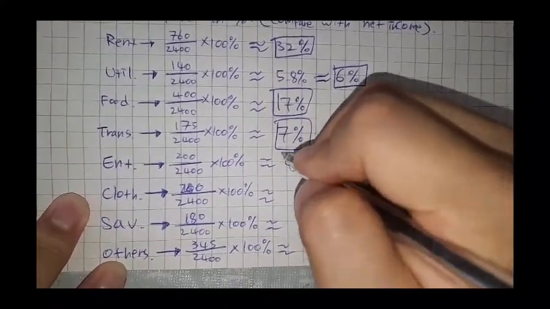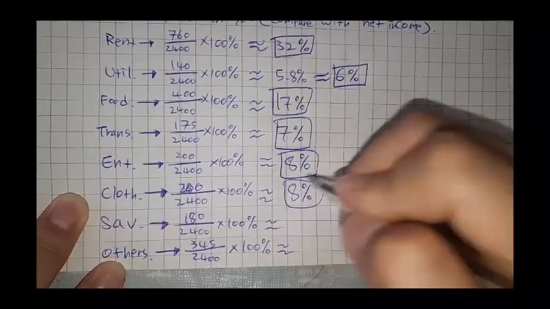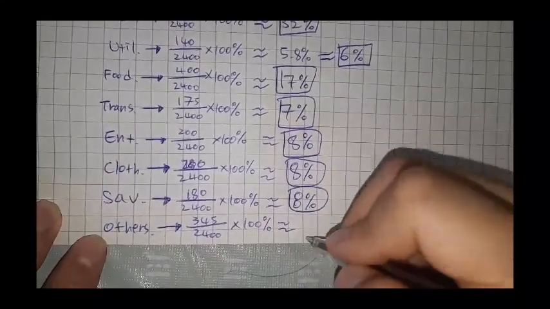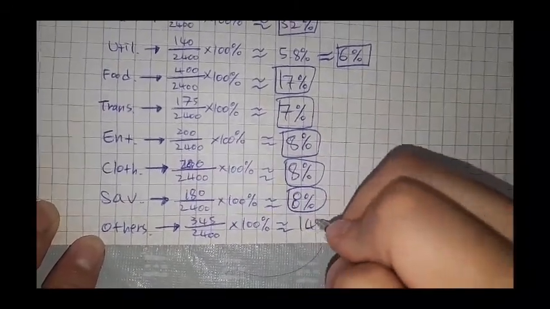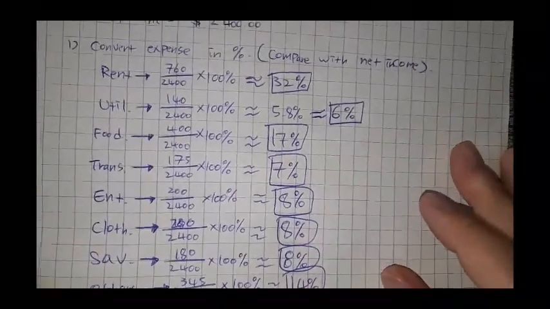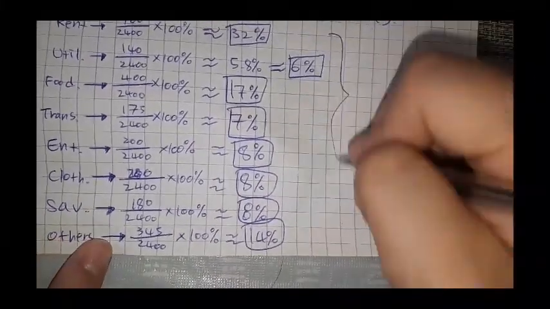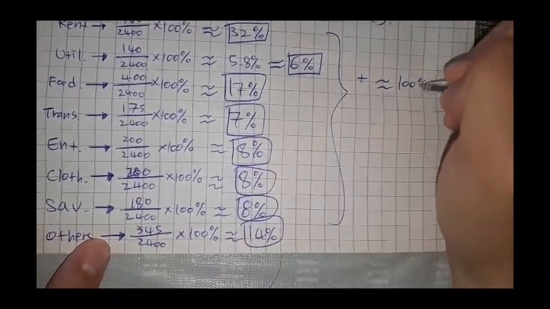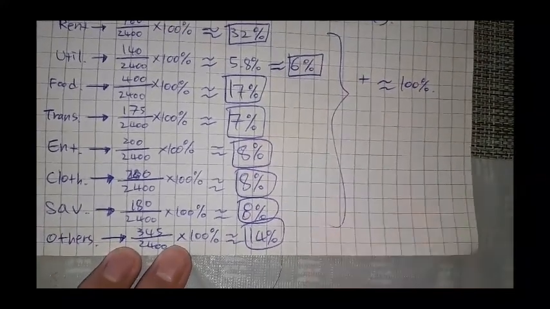8%. Clothes, 8%. Saving, 8%. Others, which is 14%. At this point, the calculation is basically repeating. Everything should add up to around 100%, and it does for this example, so please double check.